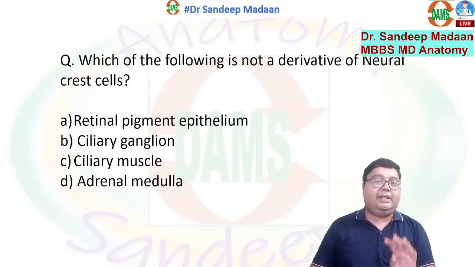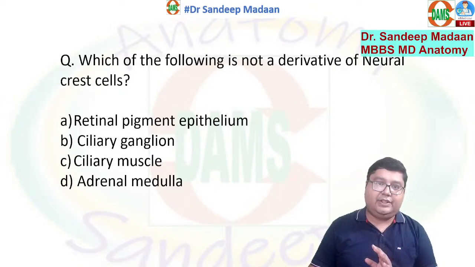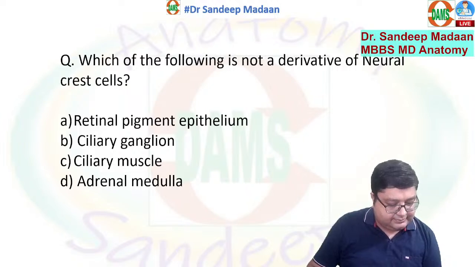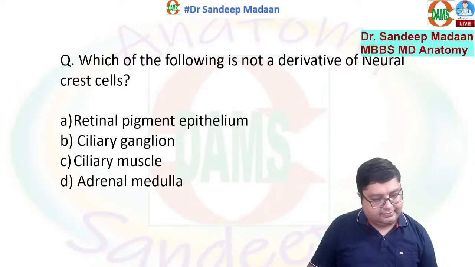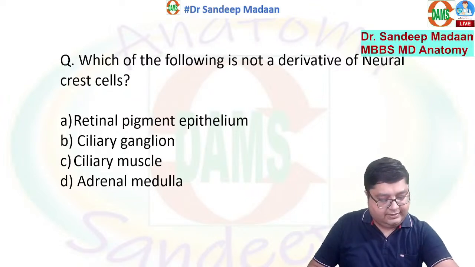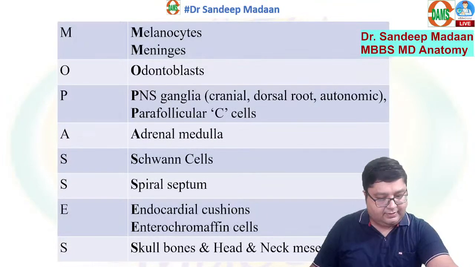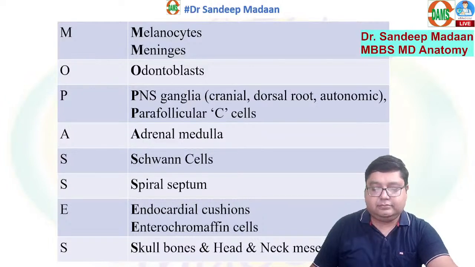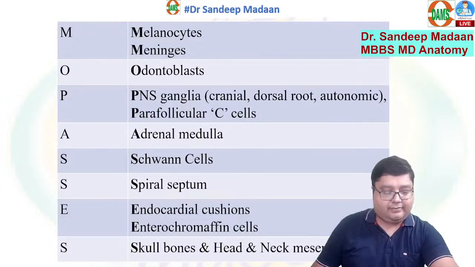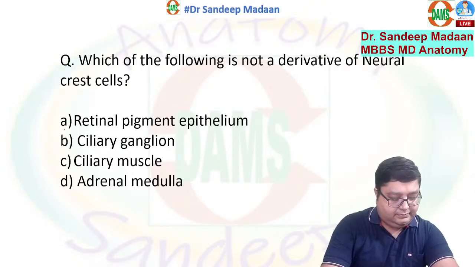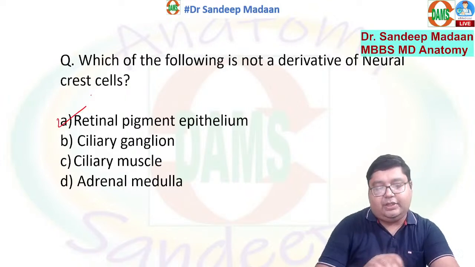In all my classes, I always say that three lists are very, very important. That is the pharyngeal arches, pharyngeal pouches, and the neural crest cells. So among these options, what have you marked? Neural crest cells among all these things are very, very important.